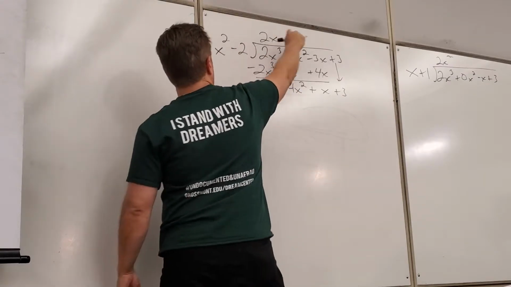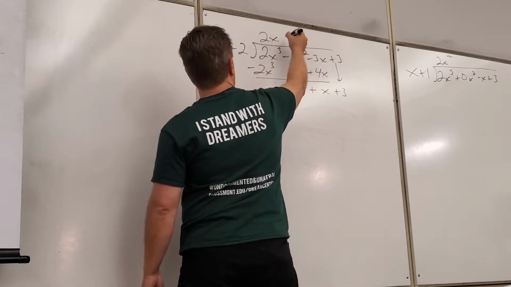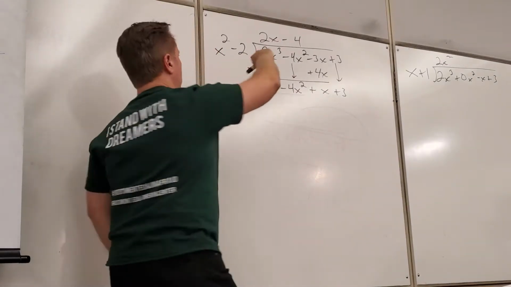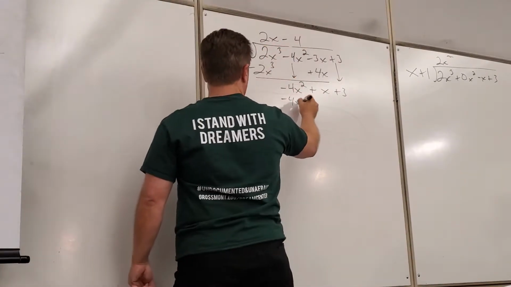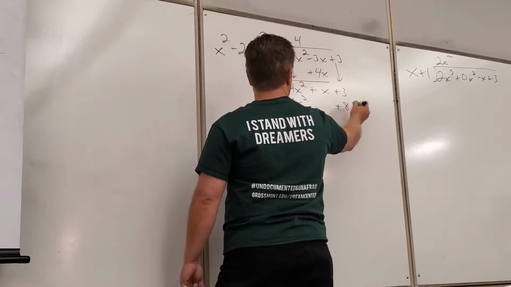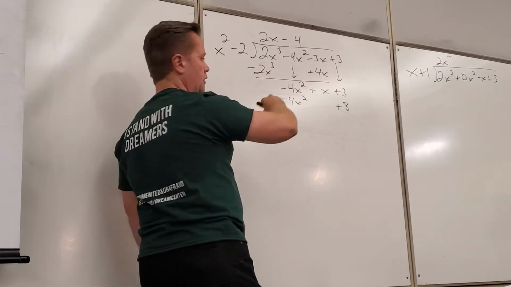And then this is, so x squared times what is negative 4x squared? Negative 4, it's craziness. So negative 4 times x squared is negative 4x squared. Negative 4 times negative 2 is 8. And then change the signs.